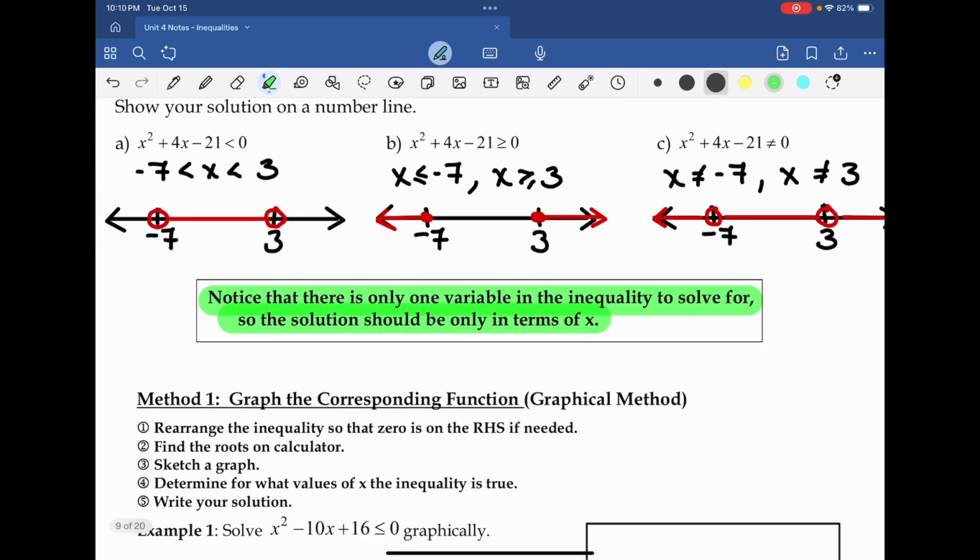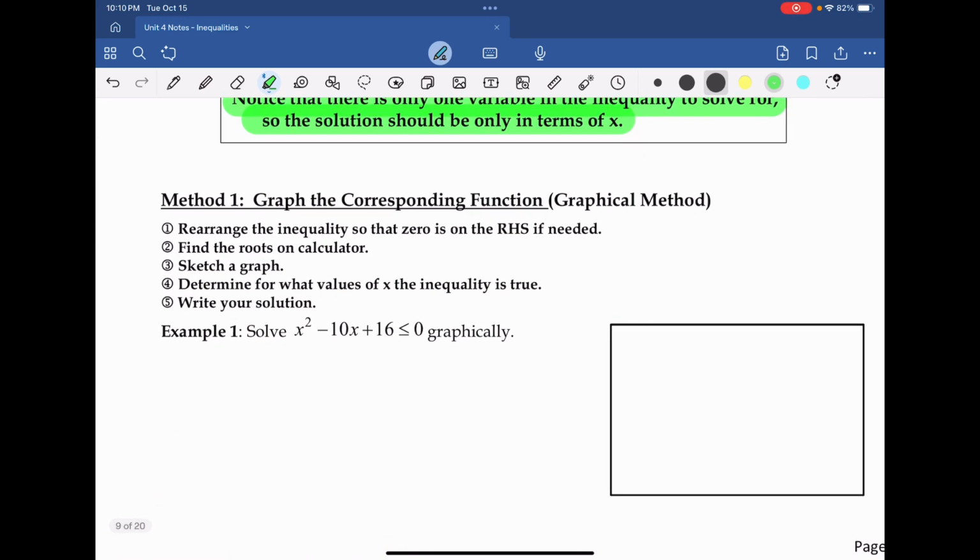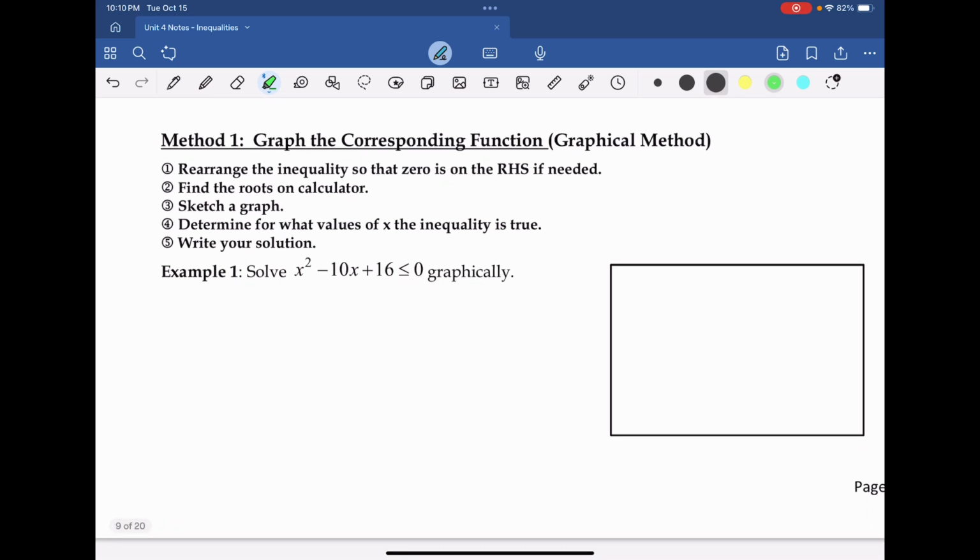Starting off with the graph method. To graph these, we want to rearrange any inequality such that we have one side equal to 0. Really, really important. And most often, the right-hand side is going to be 0. The other thing we want to do is find the roots in our calculator. So we're going to do our second trace zeros, or even on the Casios, shift G-solve roots, and we're going to be able to figure out what these x-intercepts are. Okay, let's do that here.